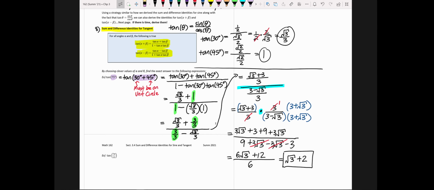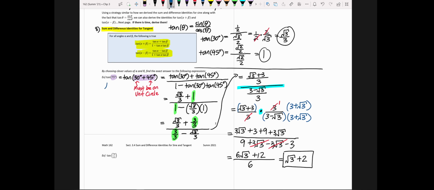We always want to make sure our answer does not have a square root in the denominator. That process is called rationalizing the denominator. Any questions with the trig or algebra steps here? Going back to Justin's question, the order for addition and multiplication does not matter. So if you answered 2 plus root 3, that's equivalent.